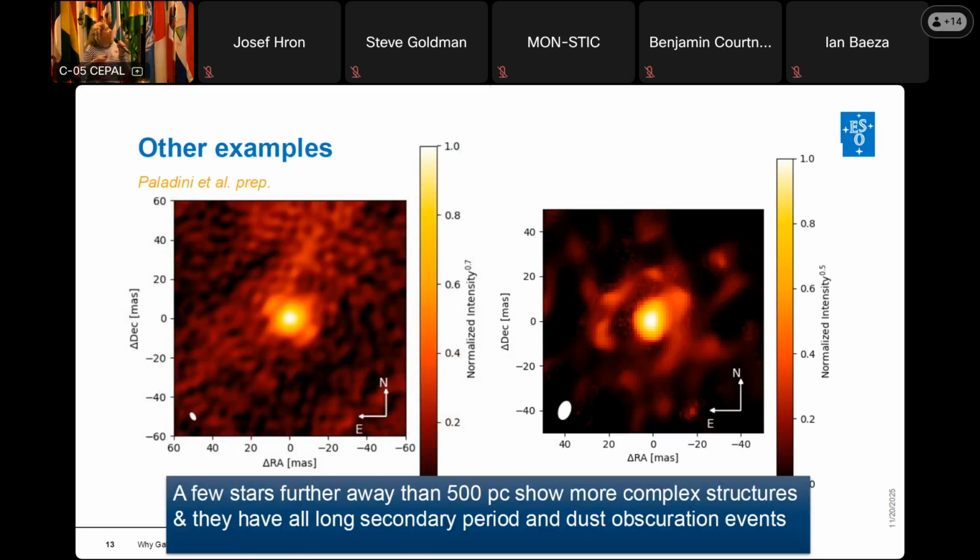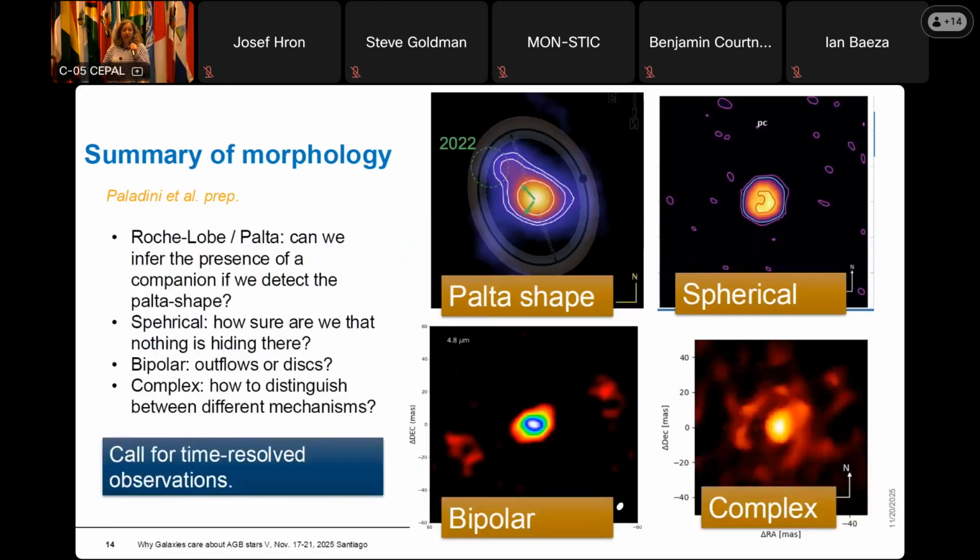And these are some other examples. These are stars that are further than 500 parsec. So the star is a bit smaller inside there, but there are a lot of strange structures that can be observed. So to summarize the morphology, at the beginning I thought the first one we could call Roche lobe shape, but Roche lobe is something with a physical meaning. So that goes for the moment as a Palta shape.